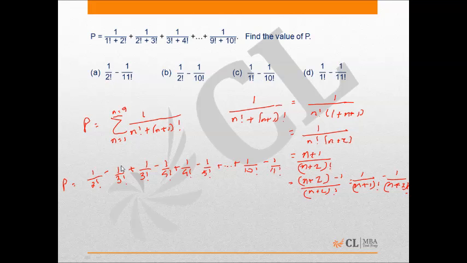If you look at this, second and third term cancel out, fourth and fifth, sixth and seventh, and so forth, and the n minus 1th term, that is the second last term, would also cancel out with the third last term. So all we'll be left with is 1 by 2 factorial minus 1 upon 11 factorial. Thus the answer would be option A.